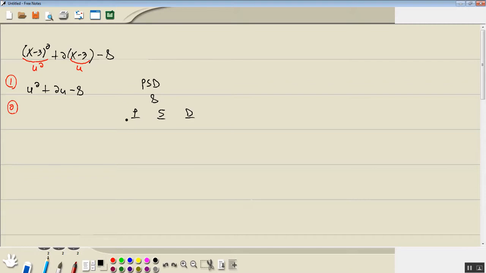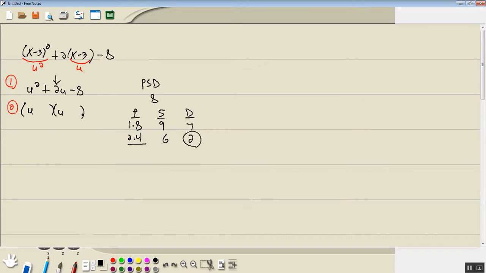We'll write down all products that give us 8. So we got 1 times 8, 2 times 4. Add them. 1 plus 8 is 9, 2 plus 4 is 6. Subtract them. 8 minus 1 is 7, 4 minus 2 is 2. The number we're looking for is the number in our middle term, which is 2, which is right here, which means we'll use 2 and 4.